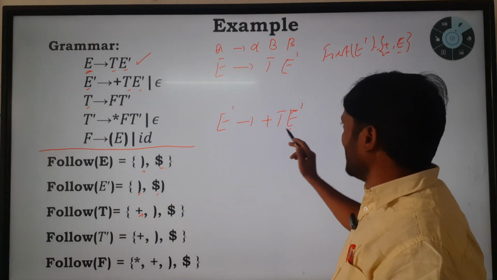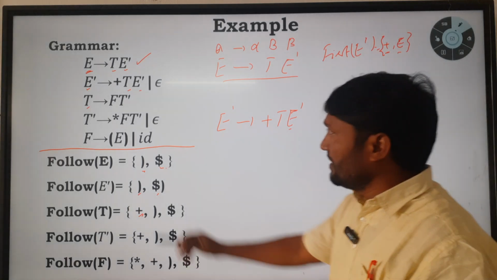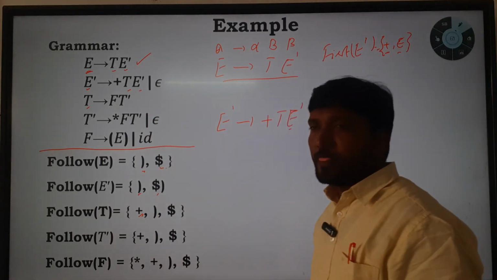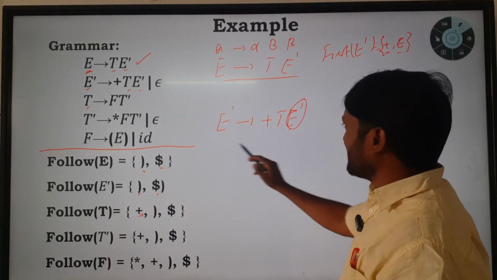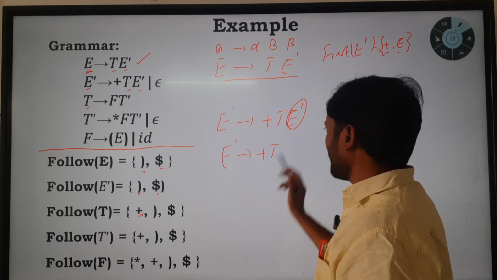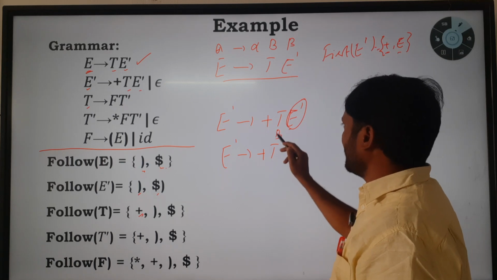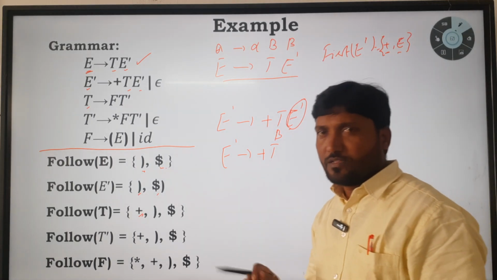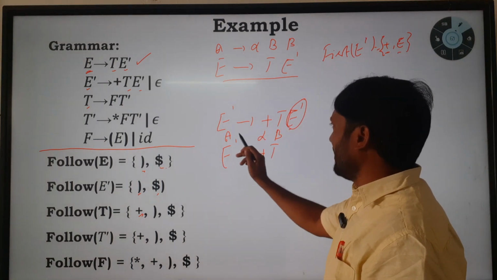And next, come to the second production, that is, the epsilon production, E dash derives epsilon. Now substitute epsilon in place of E dash, then this production becomes E dash derives plus T. Because we are going to calculate only the follow of T, for this T the rule becomes A derives alpha B.